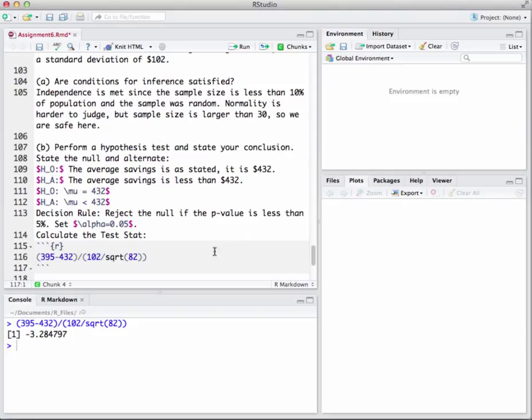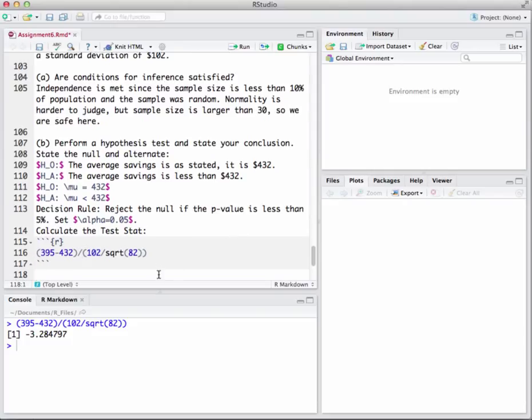Okay, so the next thing that we want to calculate is the p-value. So how do we calculate the p-value?